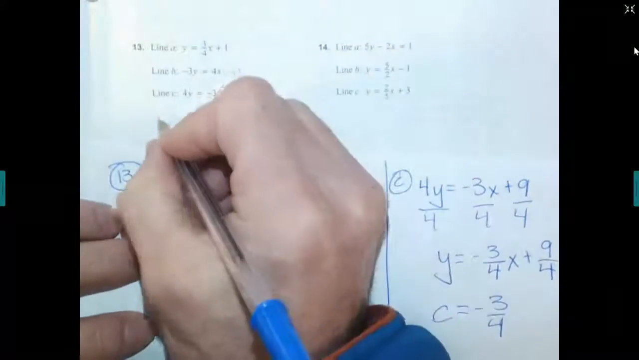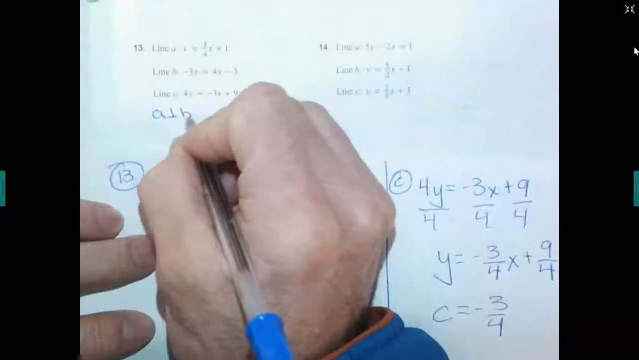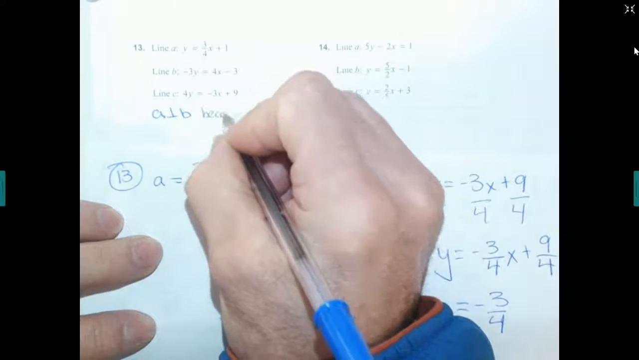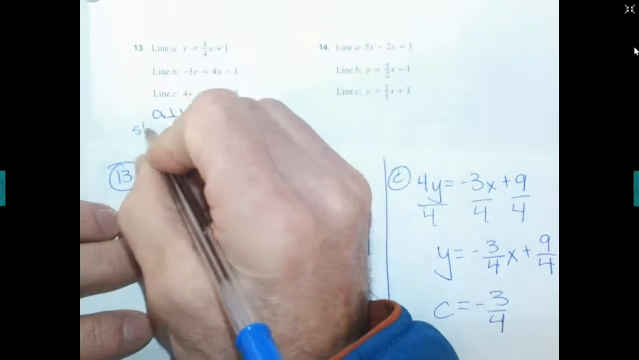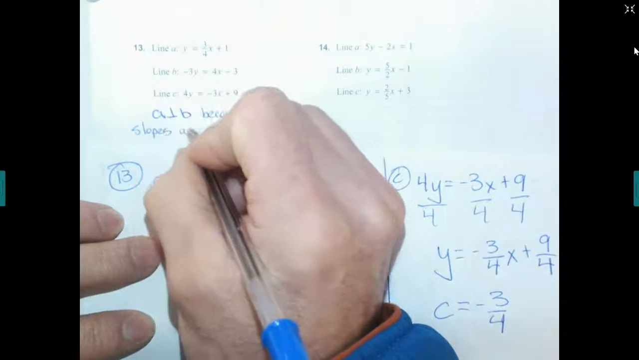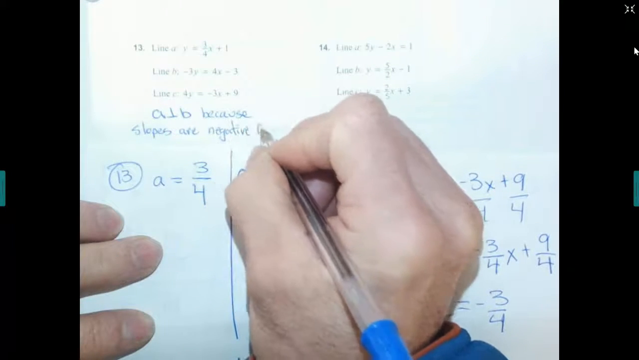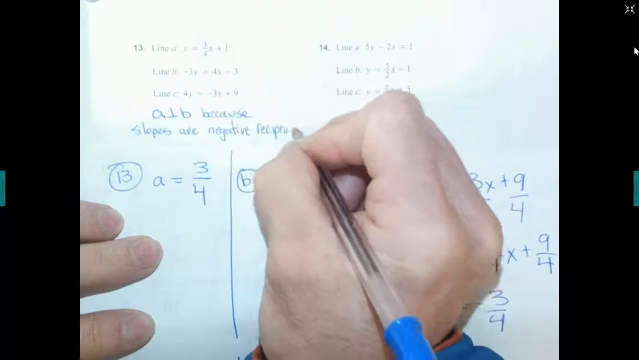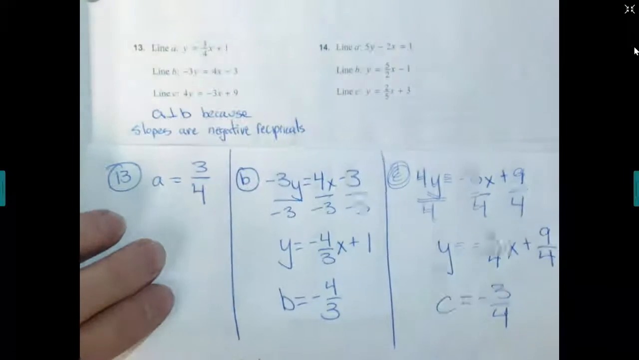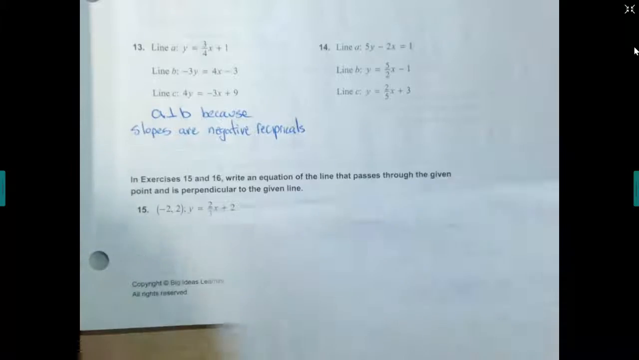So for number 13, A is perpendicular to B because slopes are negative reciprocals. All right, number 15.